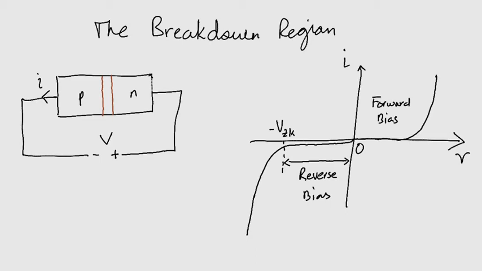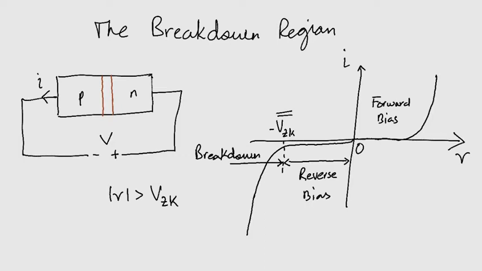Let us take a look at the diode I-V relationship again. Notice this value VZK. This is where the reverse bias region ends and the third region, the breakdown region, starts. This is when the magnitude of the reverse voltage across the diode exceeds the threshold voltage called the breakdown voltage. This is different from the threshold voltage in forward bias.